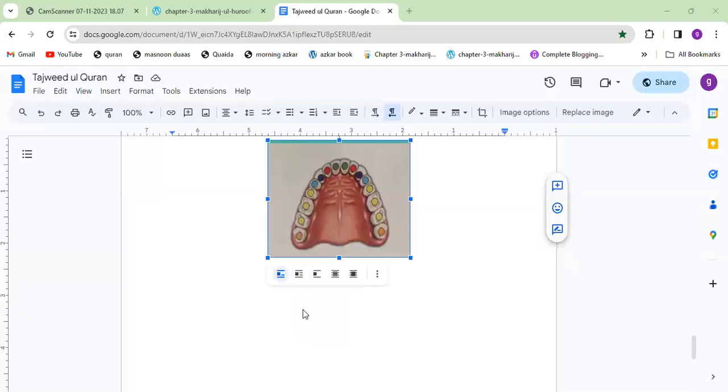Okay, let's start our lesson. Today, inshallah, we will try to revise all the rules along with our last makharij, that is isnan, basically our teeth. Okay, let's start the lesson with the dua.